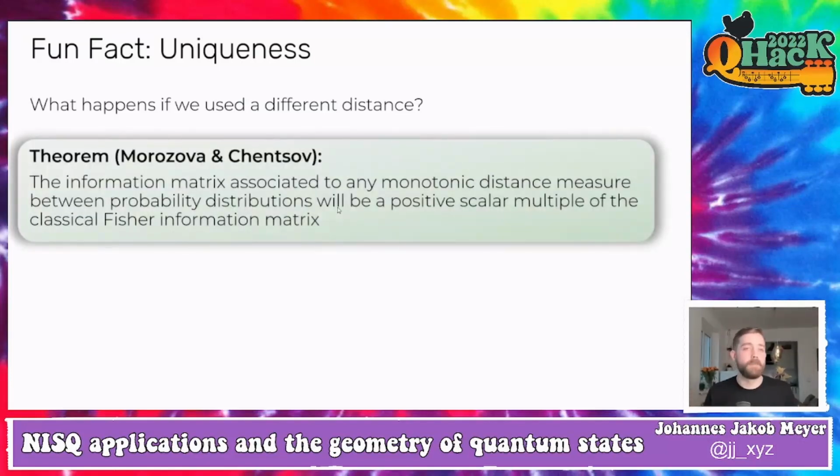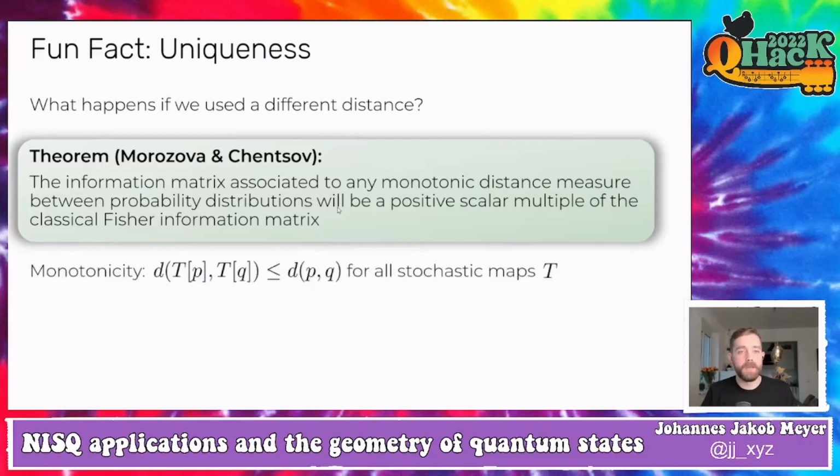And it's a very celebrated result by Morozova and Chentsov, which says that the information matrix associated to any monotonic distance measure between probability distributions will be a positive scalar multiple of the classical Fisher information matrix. Now, the first question is, what is monotonicity?